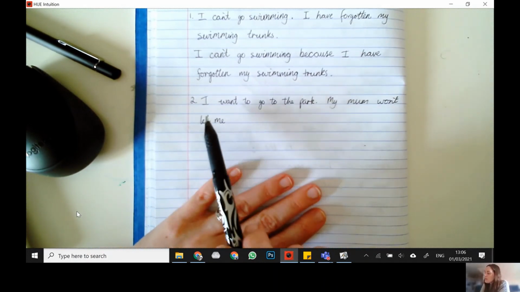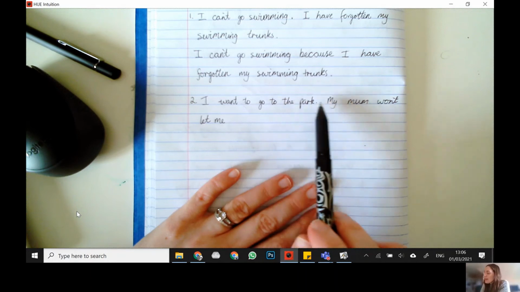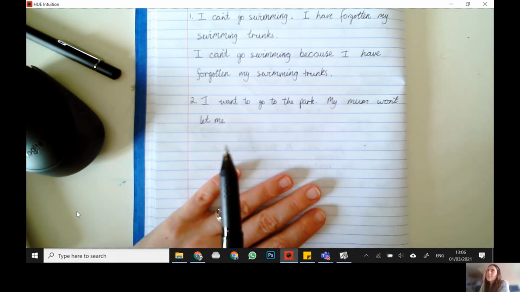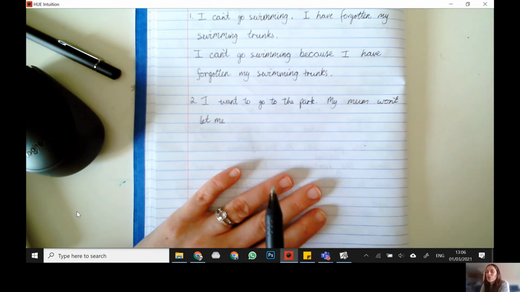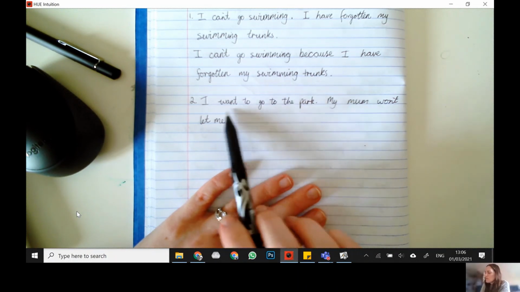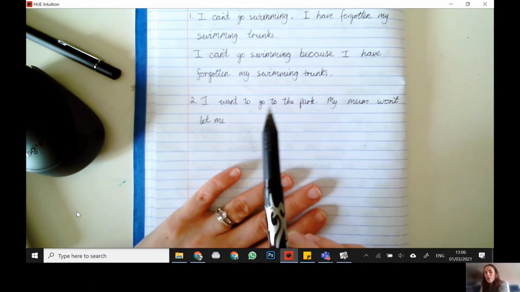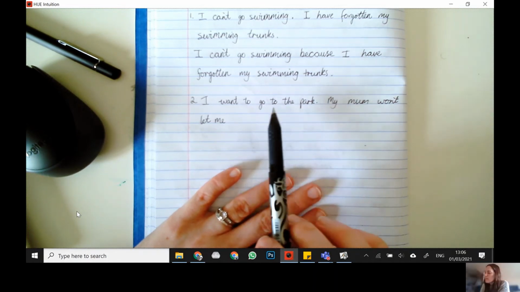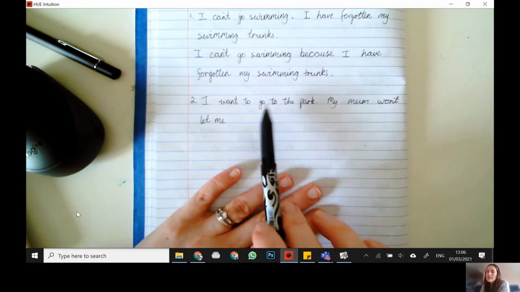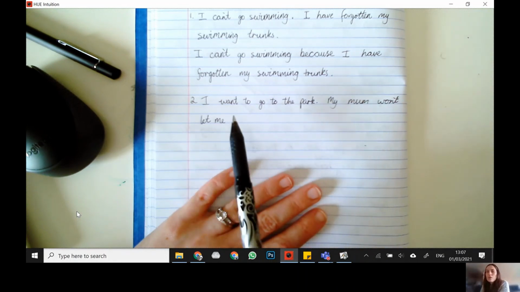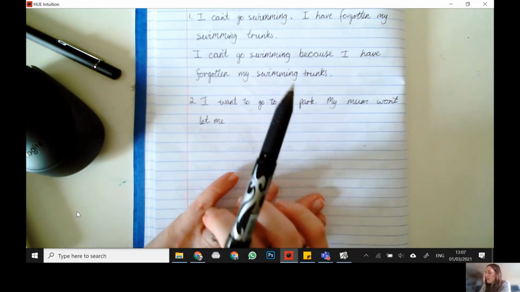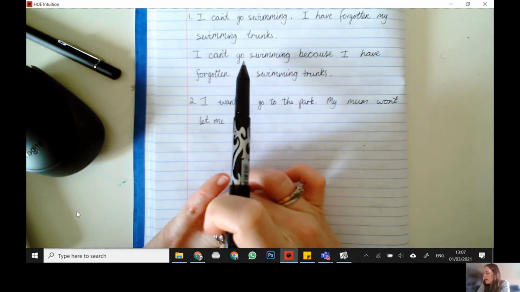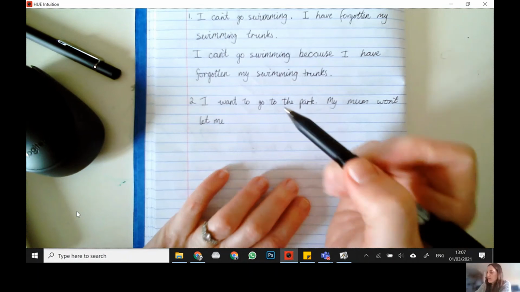Now, would it make sense to say, I want to go to the park as my mum won't let me? Technically, it does make sense. However, it's not really the best choice of conjunction, okay? I want to go to the park because my mum won't let me. Again, it doesn't really make sense. These are contrasting statements, so I probably want to use something like, I want to go to the park, however, my mum won't let me. I want to go to the park, although my mum won't let me, okay?